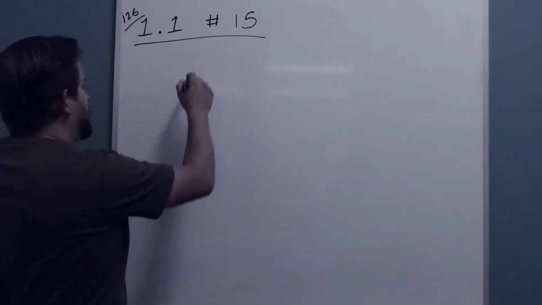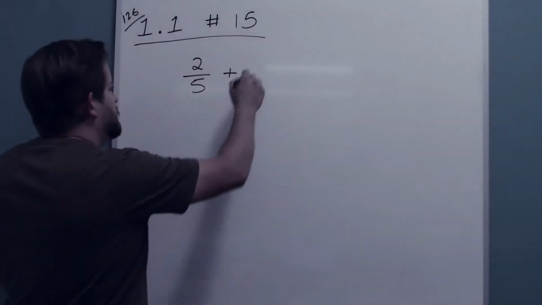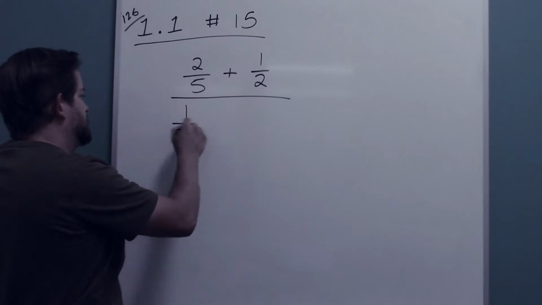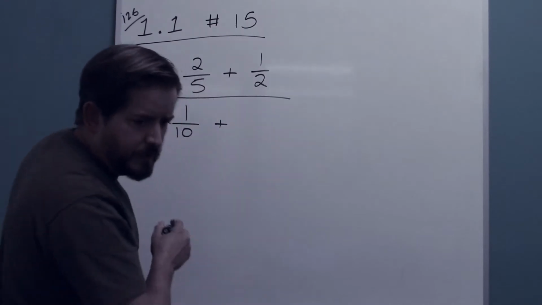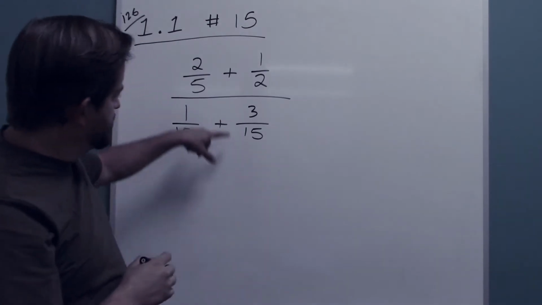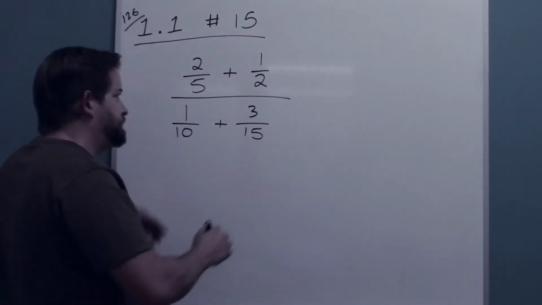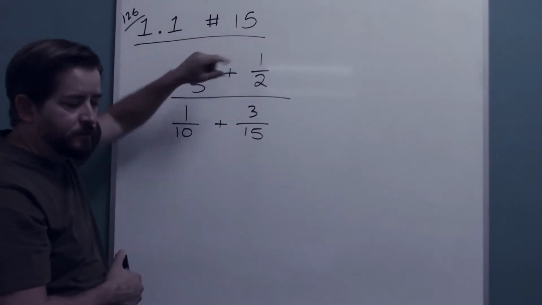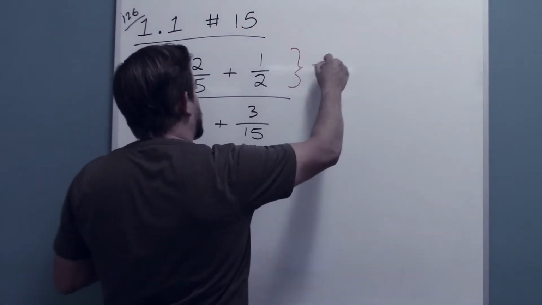15 says we've got 2/5 plus 1/2, and that's all over 1/10 plus 3/15. It's weird to see a 3/15 because that could have been simplified, but that's all right. We'll keep going with that. What I want to do is turn the numerator's sum of 2 fractions into a single fraction, right? So let's just take a look at this off to the side.